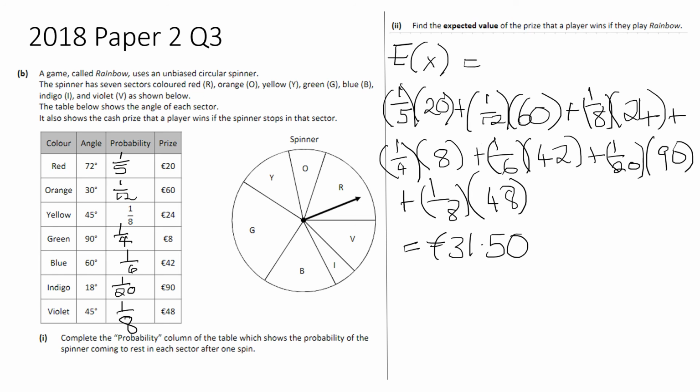So that means that if you play the game without paying any money, you are expected to win 3150. If you paid a certain amount to play the game, you just deduct that away from the amount. If it's a positive number, then it's a good idea to play the game. If it's a negative number, then you're more than likely going to lose playing the game, okay? But this did not tell you how much they paid for it, so assume that it is free. So that is your expected value.